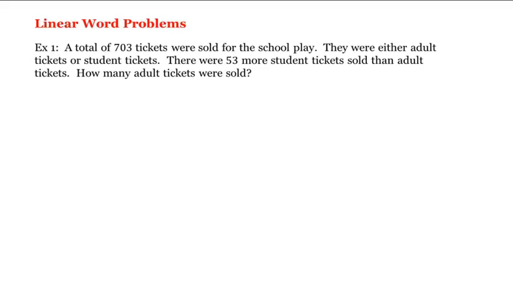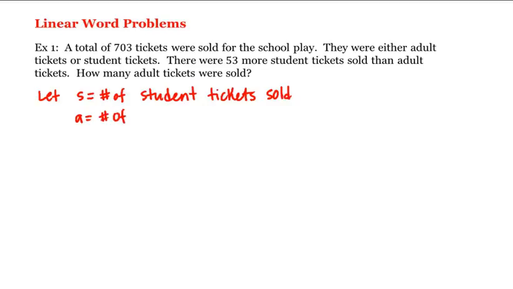Let's start by introducing some notation here. Let S be equal to the number of student tickets sold, and A be equal to the number of adult tickets sold.